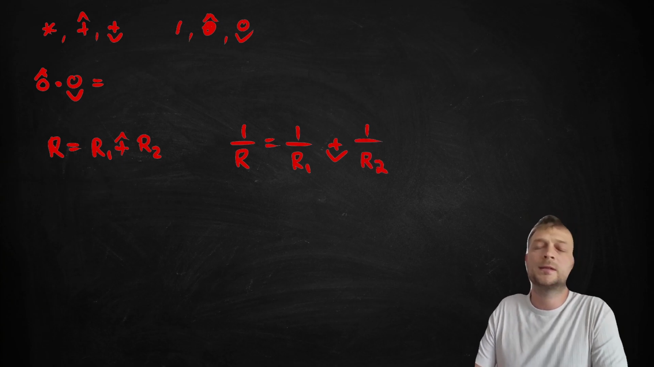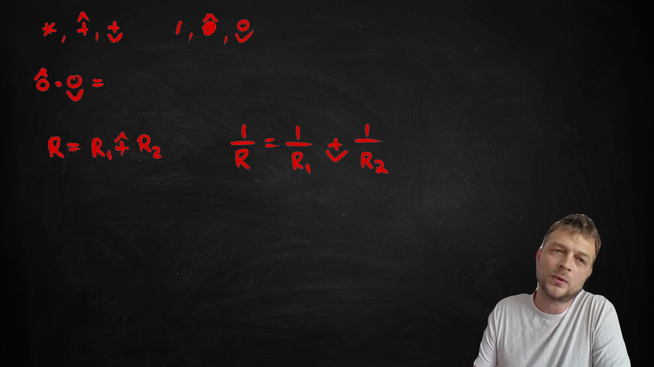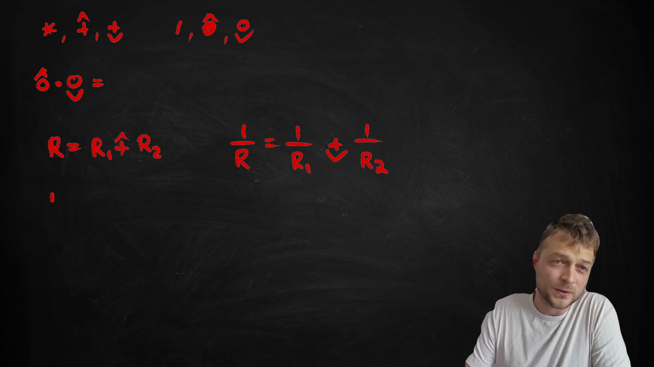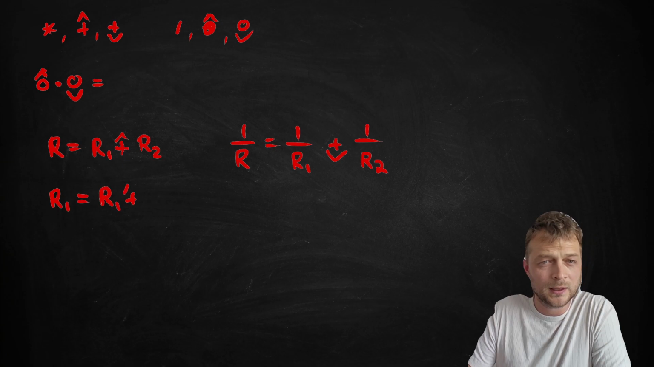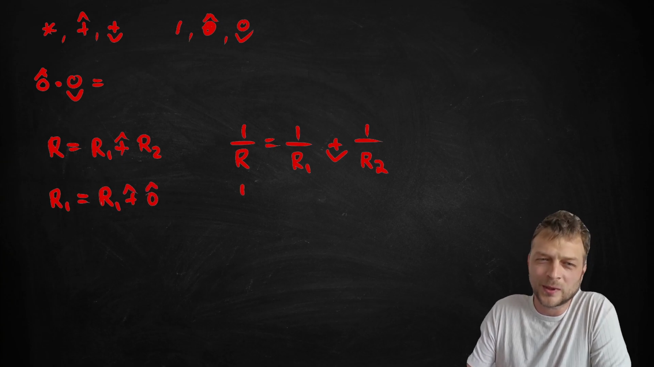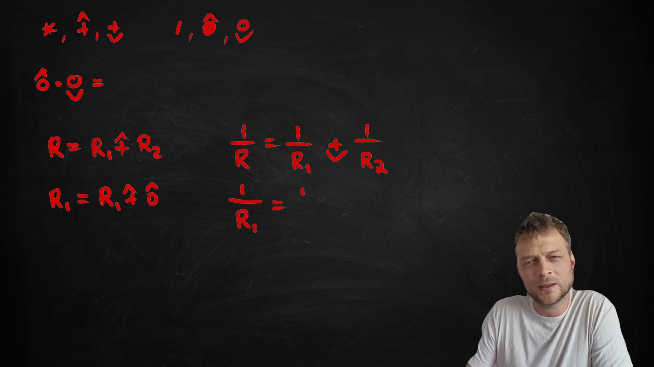That's the dual expression. So how does it work for zeros? We want this to work for zeros as well. So for 0, we will get that r1 equals r1 plus 0. Its dual will look like 1 over r1 equals 1 over r1 plus, and here we have something like this.